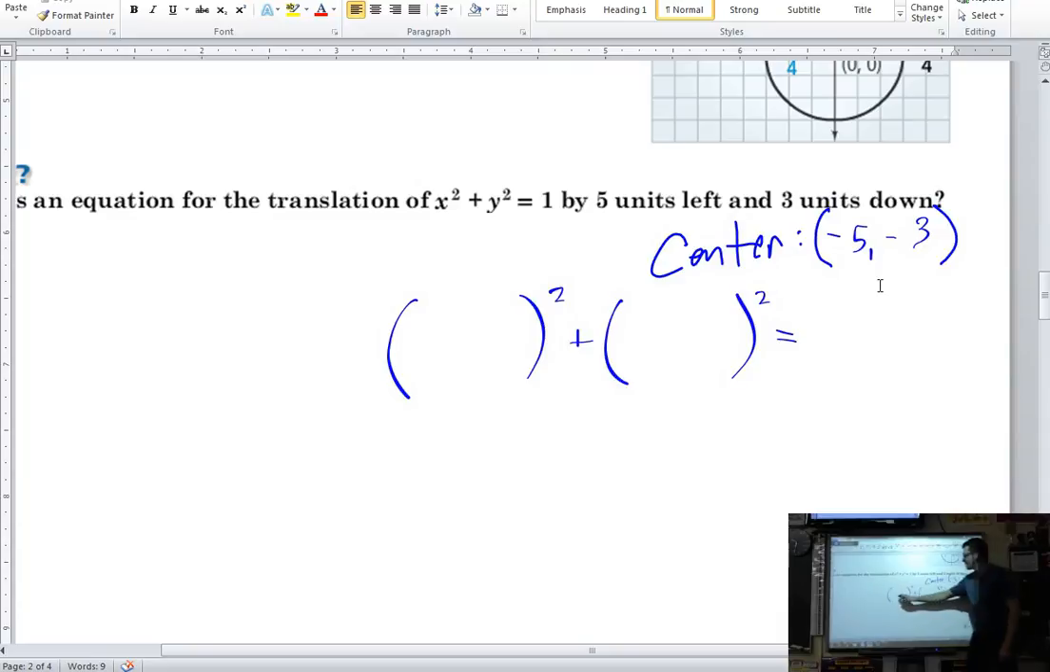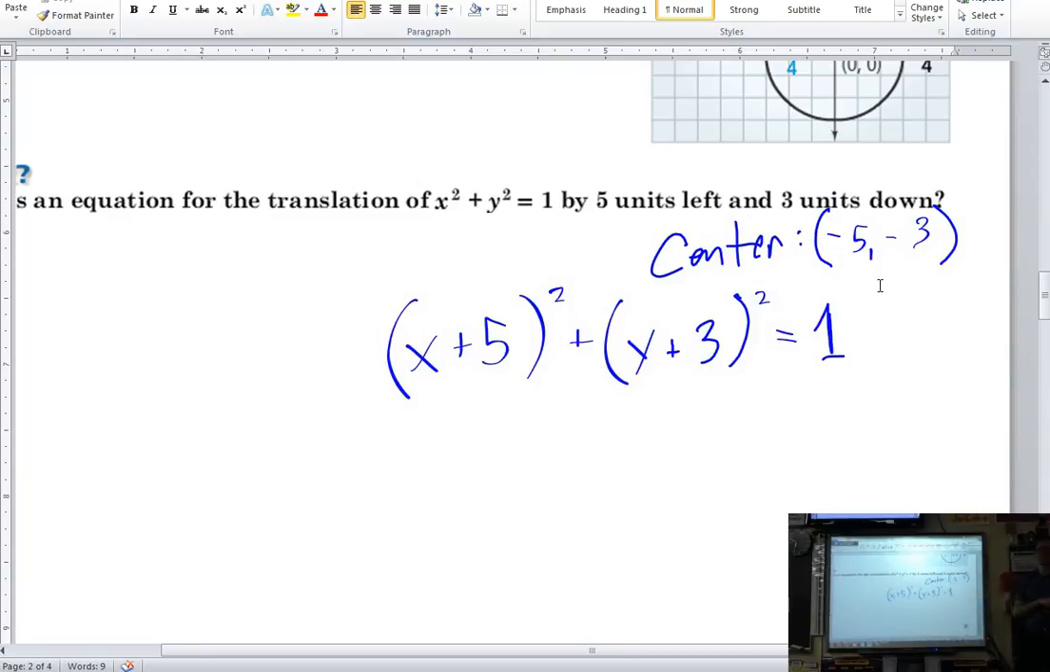Ryan? X plus 5, my bad, and then y plus 3 equals 9. That was already our radius squared. My radius has not changed. All we've done is shift it.